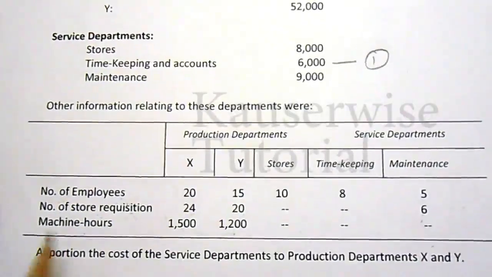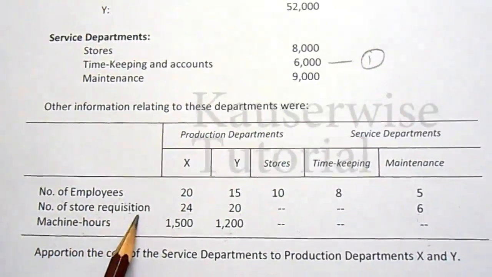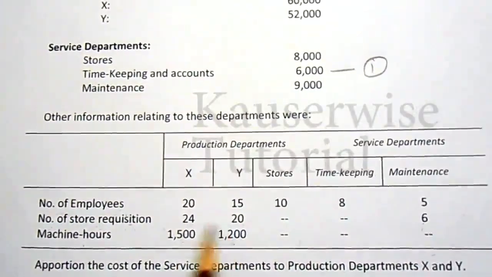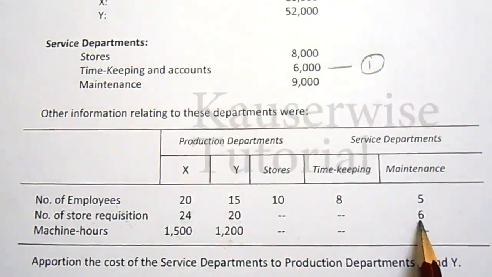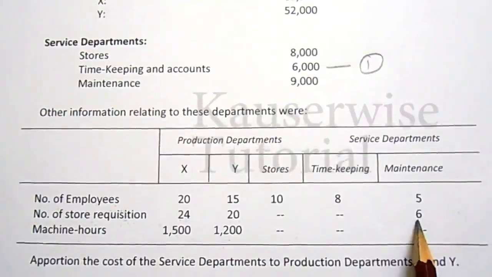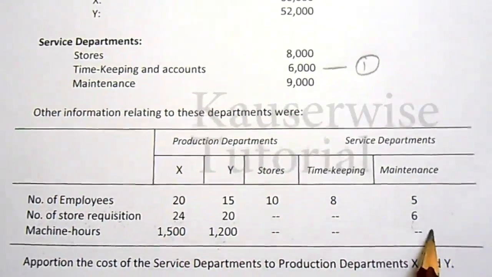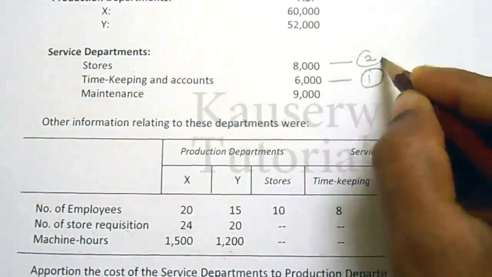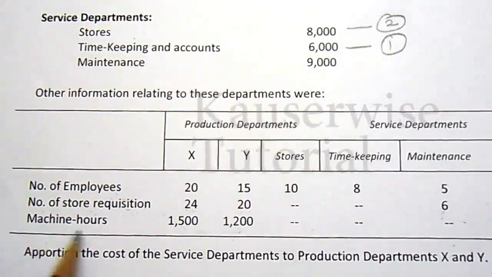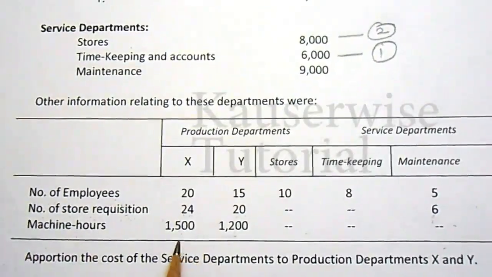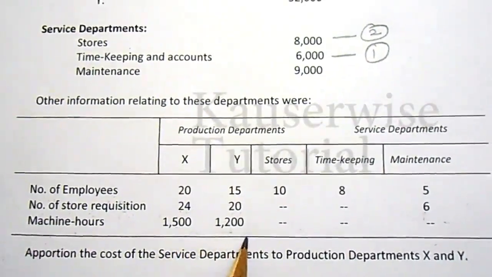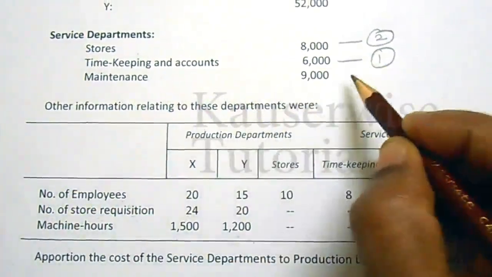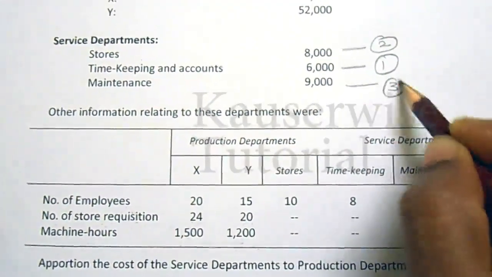Then the second one, number of store requisitions. Here we have proportions for production departments X and Y, and among the service departments only the maintenance department has some proportion. So this is applicable to stores. So the second sequence will be stores. The last one, machine hours. Machine hours is given only for production departments. So this machine hour basis is applicable for maintenance. So this will be the third sequence.